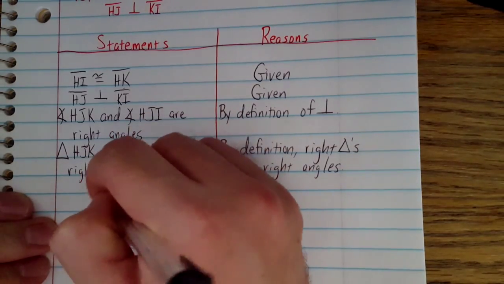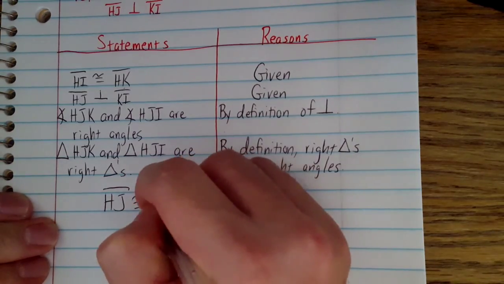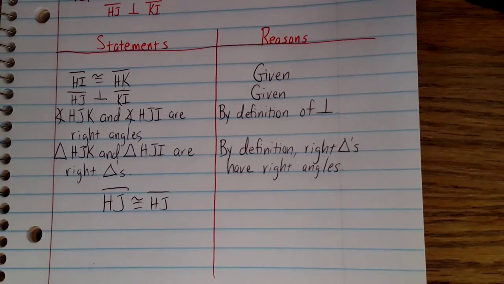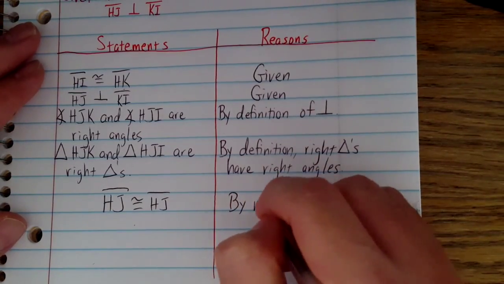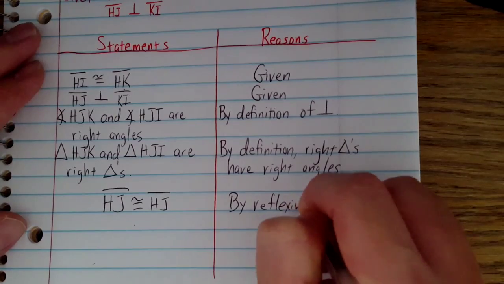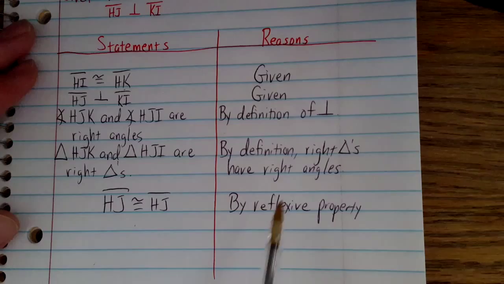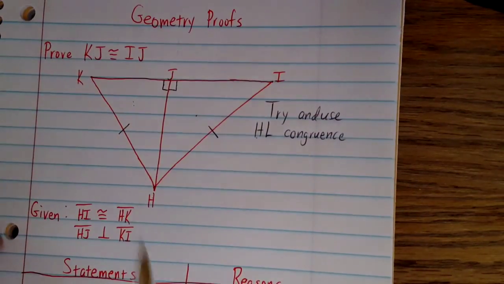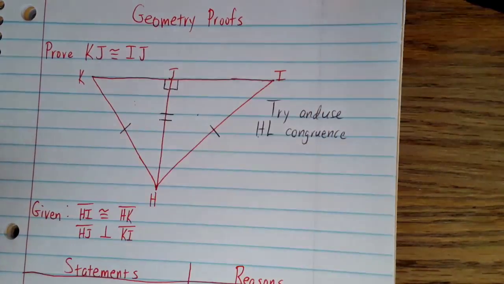So the next part of this proof will say, all right, HJ is now congruent to itself. Why is it that I'm able to make that statement? What's going on with this? And the reason I'm able to make this statement right here is by the reflexive property. Okay, so that's really important for you to be able to make that step when you see this diagram that they do share a side. Well, these are now congruent by the reflexive property.